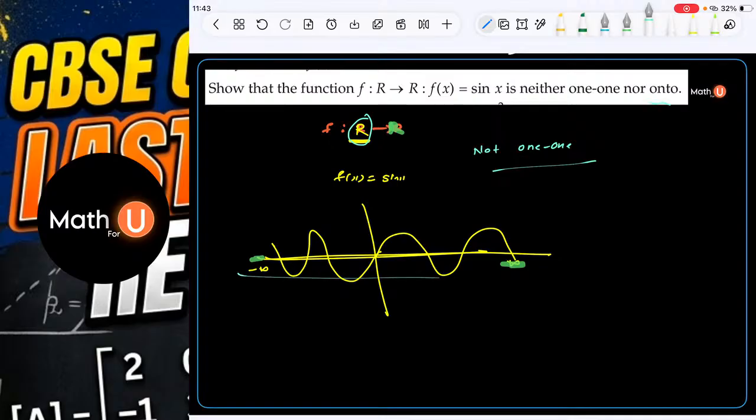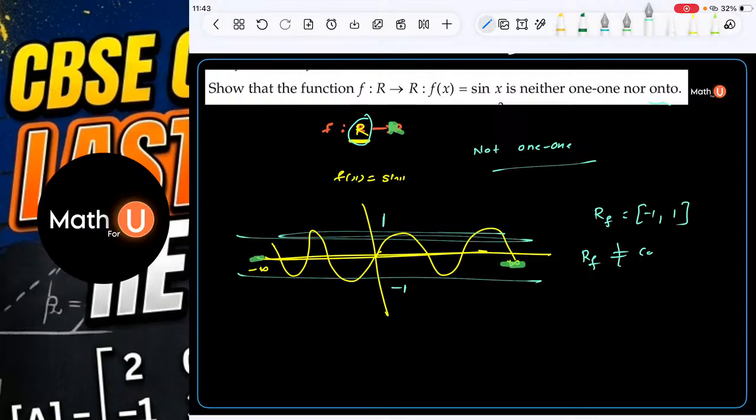What about onto? What is the range of this function? The range is from -1 to 1. The range of the function is not equal to the codomain. The codomain is the real numbers, R. Since the range is not equal to the codomain, f is not an onto function also. The function is not 1 to 1 and the function is not onto.